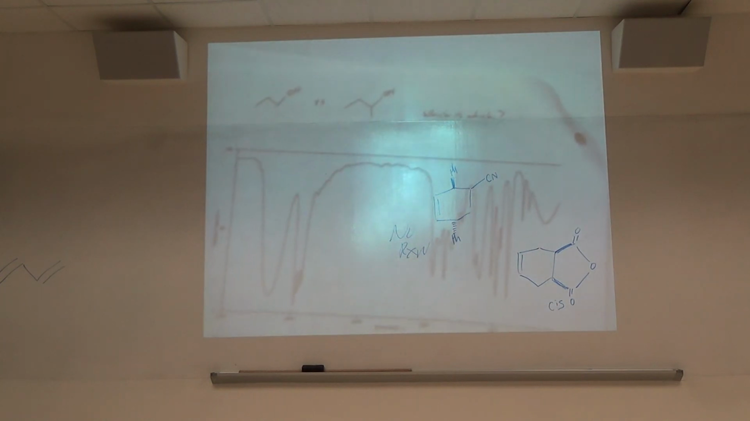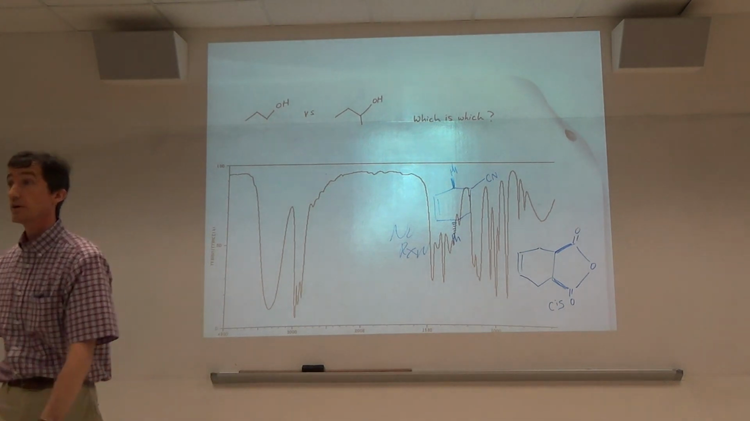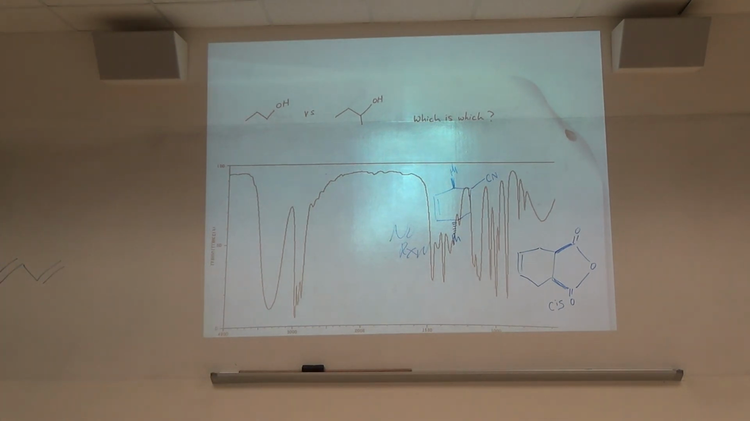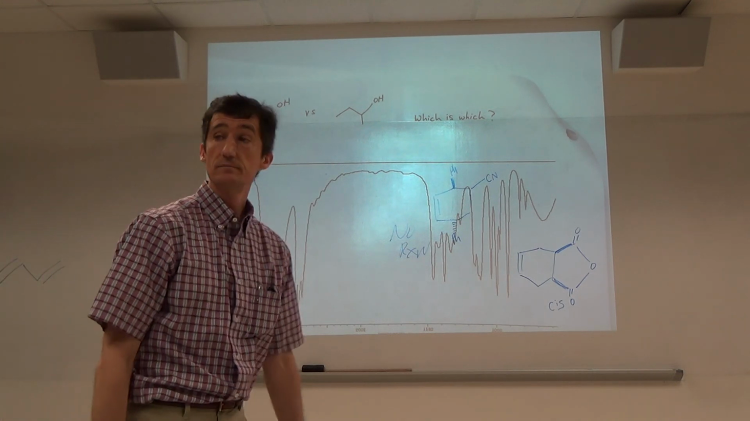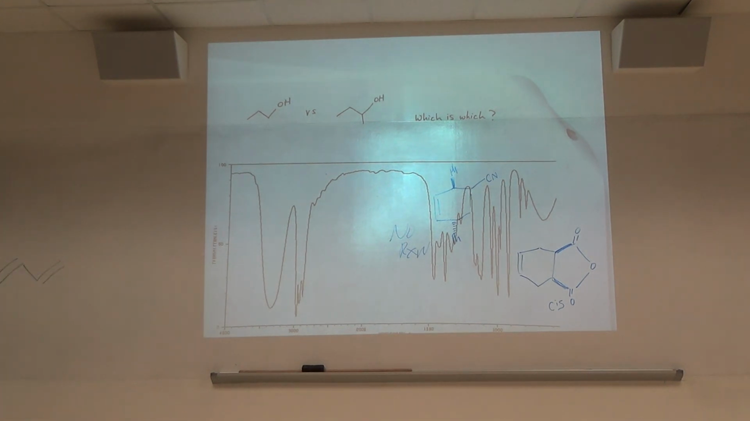Question on the back here. There's 2 alcohols and 2 IRs. Which alcohol goes with which IR? Well, both IRs show OH. Both IRs show saturated sp3 CH. They both have fingerprints, and the fingerprints are different. But which is which? It's nearly impossible to tell. I don't know which is which.